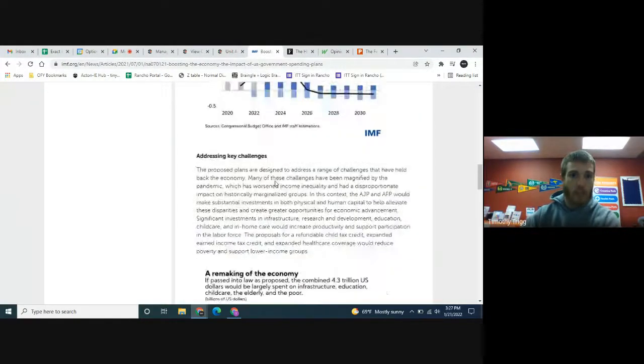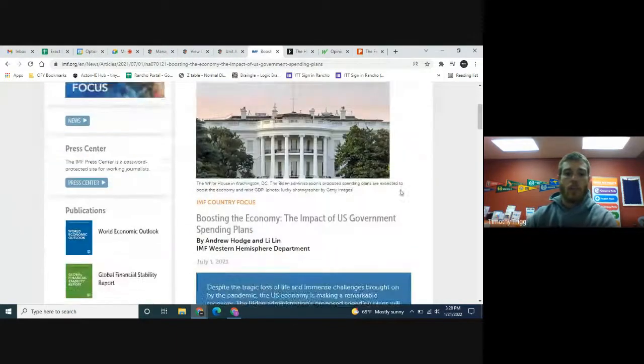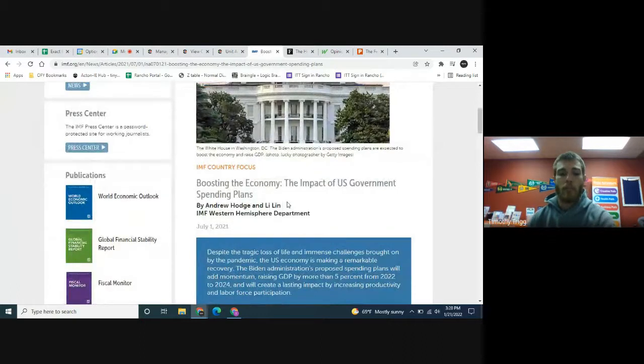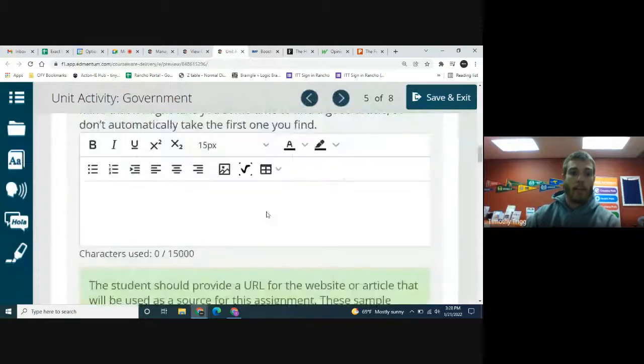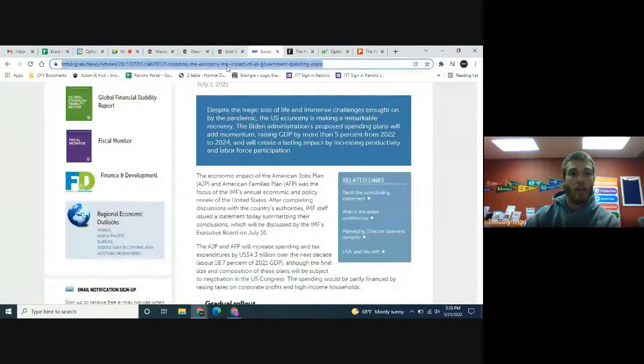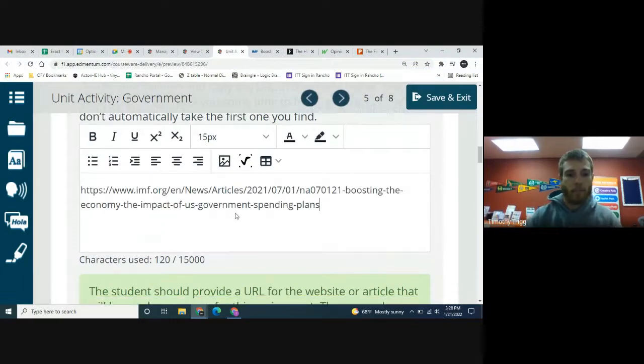So this first article from the International Monetary Fund is about how government spending boosts the economy. Okay, so this is one that talks about government spending is good. Or at least that's the opinion of this article. Now, let's say we decided that's what we are agreeing with. What you want to do is copy this URL, if this is the one you agree with. We'll just place that there.